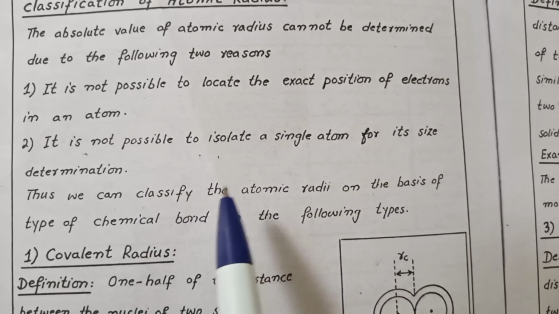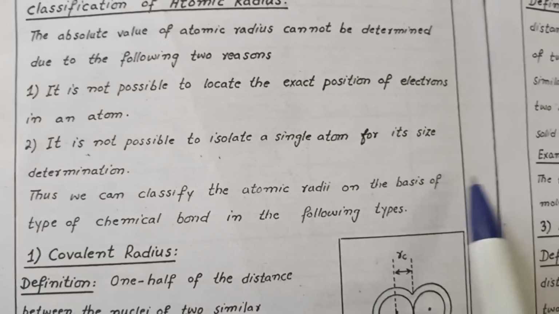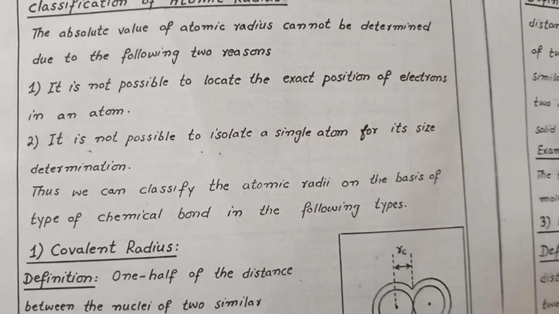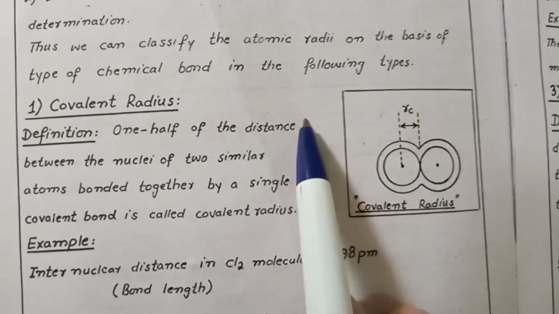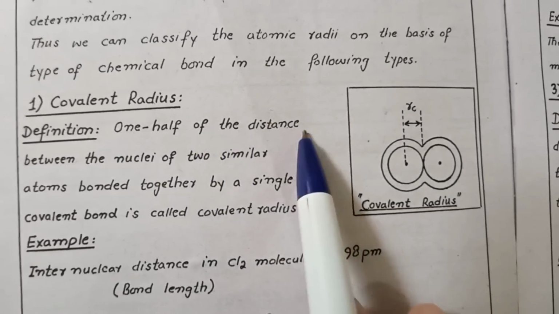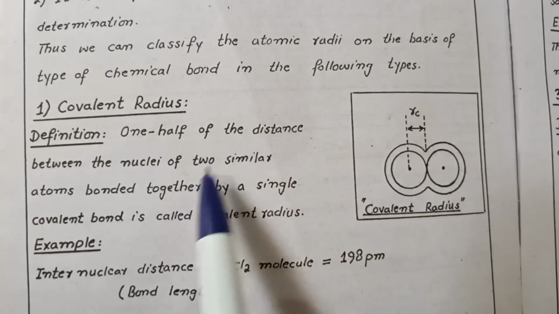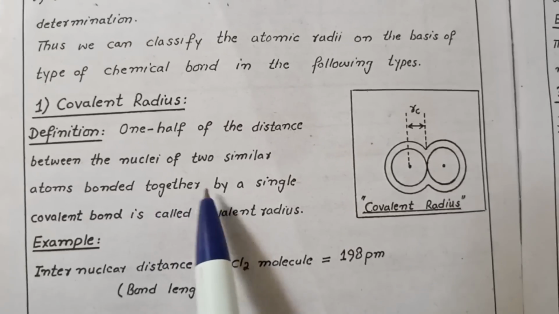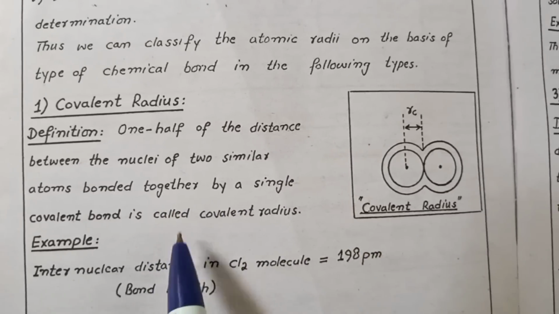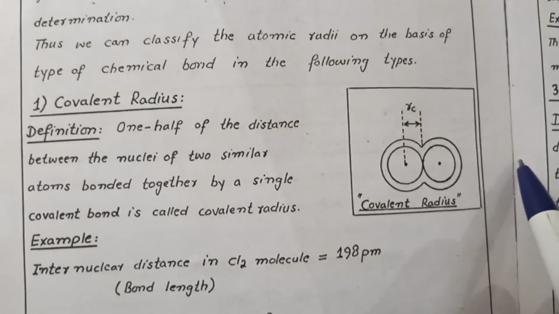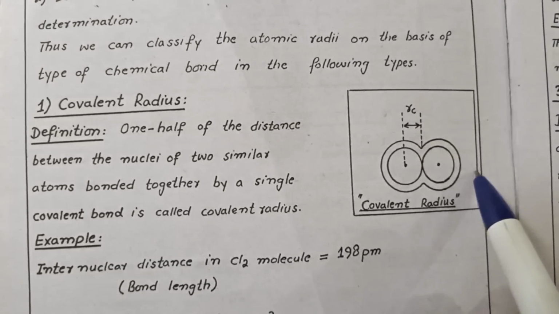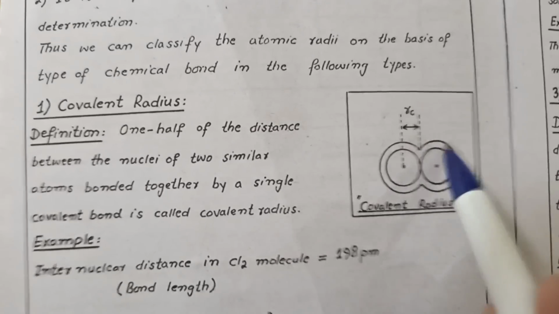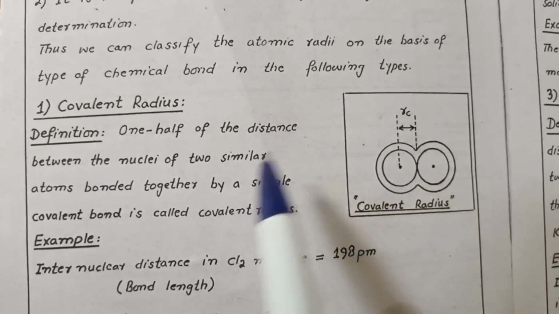Thus, we classify the atomic radii on the basis of the type of chemical bond into the following types. The number one type is covalent radius. By definition, it is one half of the distance between the nuclei of two similar atoms bonded together by a single covalent bond. So these are the two nuclei of similar atoms bonded together by a single covalent bond, as you can see. That's why it is called the covalent radius.